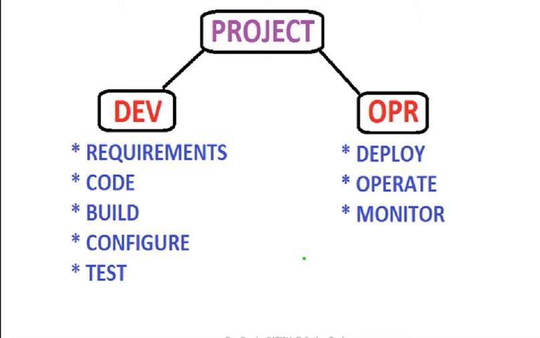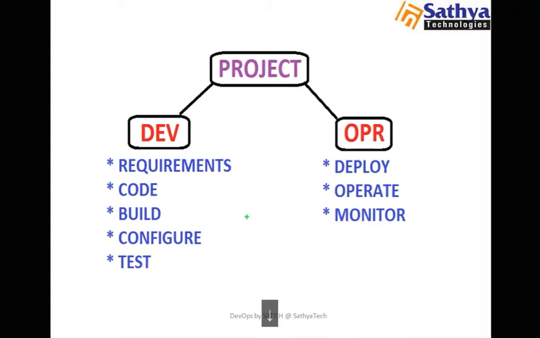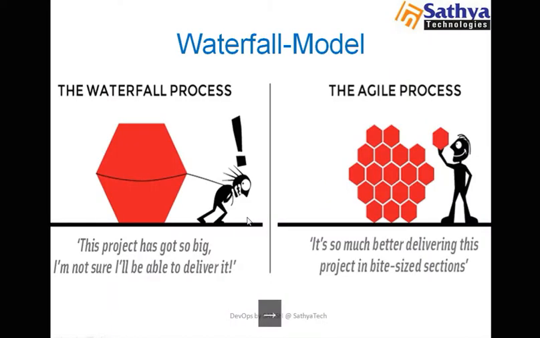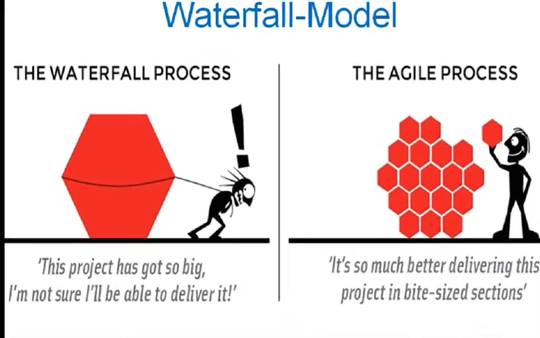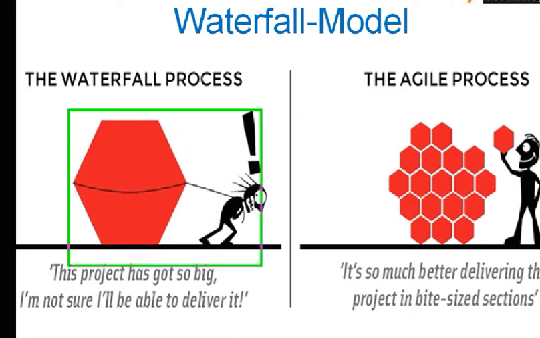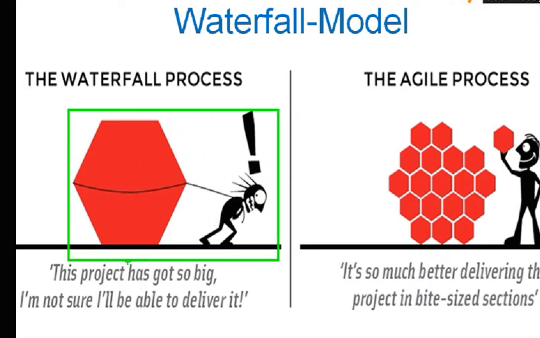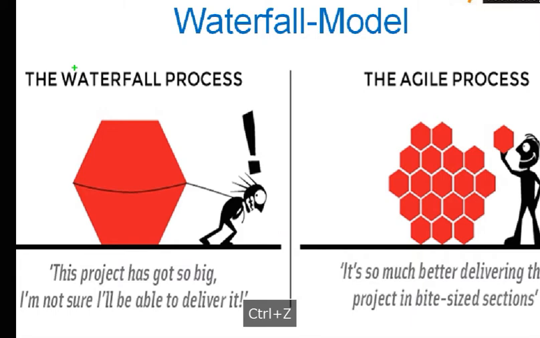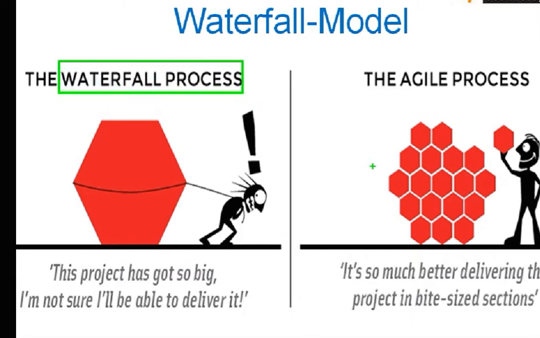Now to develop this project we can use different development models like Agile, Waterfall, or Spiral. If we go with these development models, in the waterfall model, the developer will try to deliver a complete project at once. So this waterfall model will take more time.